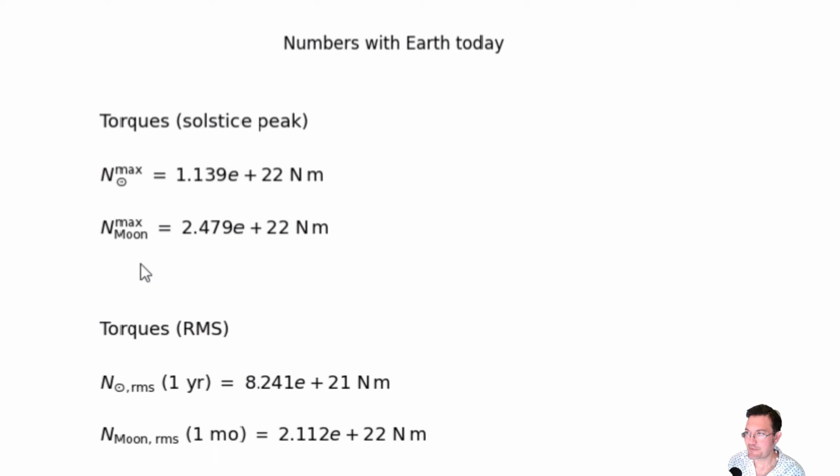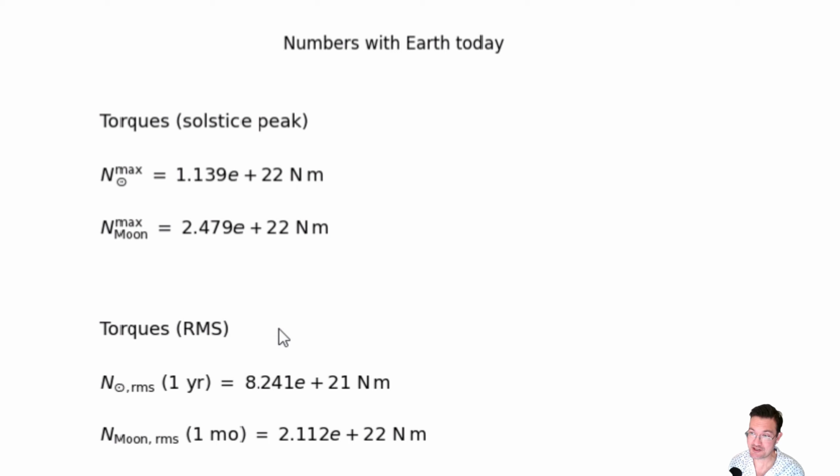I also want to mention these torque values. We're talking 2.5 times 10 to the 22 Newton meters. For those of you on the imperial system like I am, you're probably used to hearing foot-pounds. One foot-pound of torque is about 1.3 Newton meters of torque. So they're about the same, definitely the same order of magnitude.